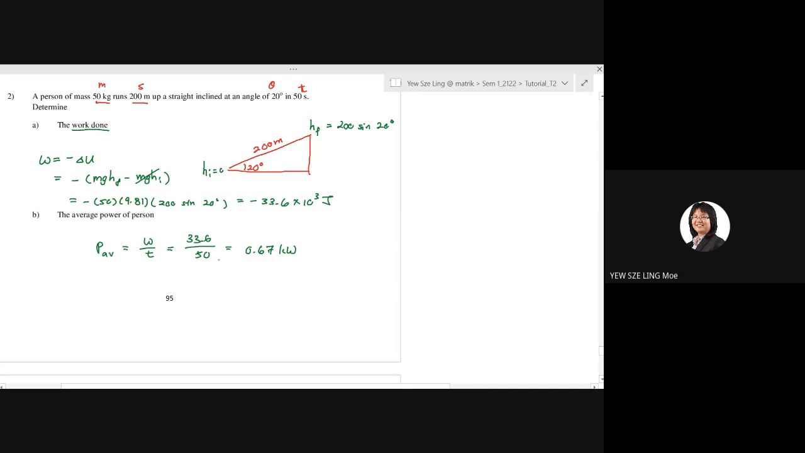Okay, so remember, we don't have a negative power. We have positive power only. So you don't have to include the negative sign. The negative sign in work done just tells us whether it's work done on the system or work done by the system.